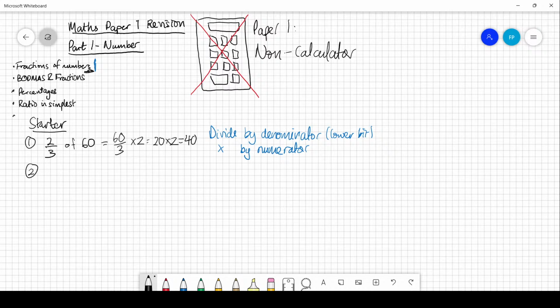Let's try a few more. Let's do 4/5 of 160, and we'll do 7/9 of 171. So yes, calculator, I'd advise you to get some paper out and try these yourself. I'll give you a few minutes to do this, maybe even just 30 seconds. These aren't too hard.